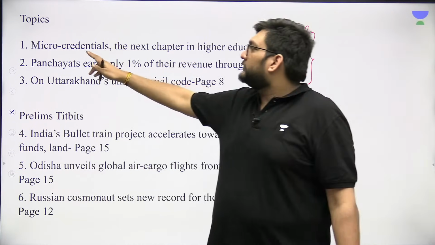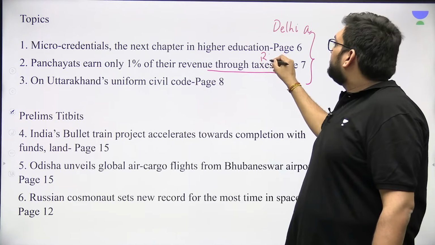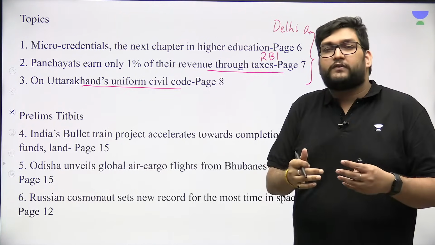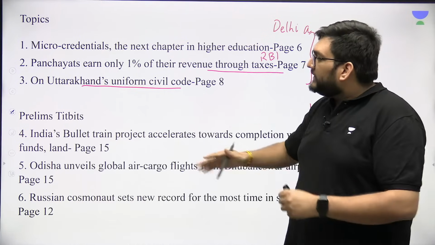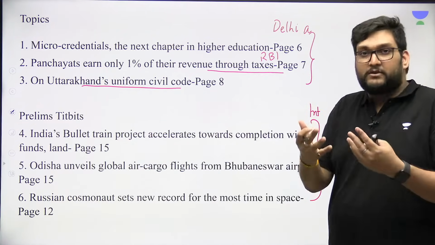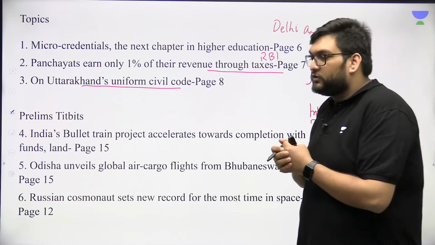One is micro credentials. Thereafter, a very interesting data out of an RBI survey. And thereafter, the UCC, we will discuss the history of it, what is the colonial background to it, and what is the headway in regards to that. Thereafter, the bullet train, Odisha and a cargo bay which has come up, and over that a very important new record by a Russian cosmonaut.